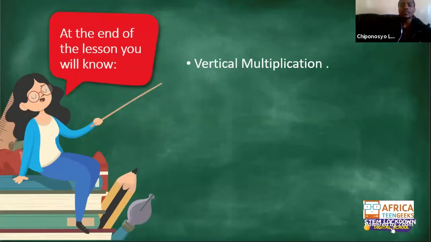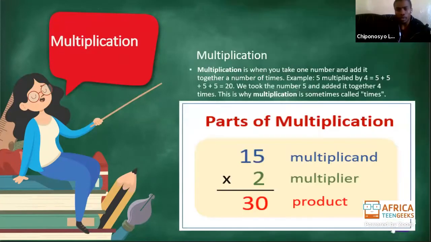So we're looking at vertical multiplication, right? Now, when we look at multiplication, what is multiplication? Multiplication is when you take one number and add it together many times. So multiplication, in other words, is also what we'd call repeated addition. That's why we call it times.